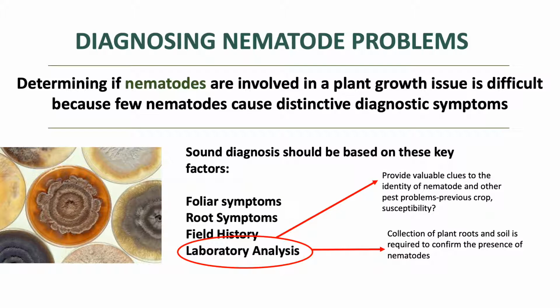To make a sound, clear diagnosis, it's very important to follow these key factors. Looking at foliar symptoms as well as root symptoms, looking at the field history, and this can definitely provide some key clues to identifying what nematodes were there and if it was a pest problem by looking at what was the previous crop. Is the new crop susceptible? But most importantly, it's very critical to collect soil and root samples from the field to determine if you have a nematode problem.